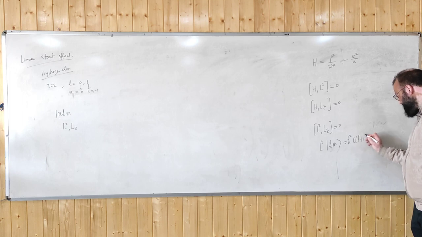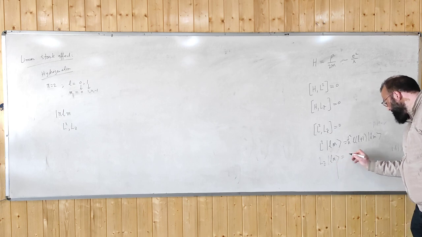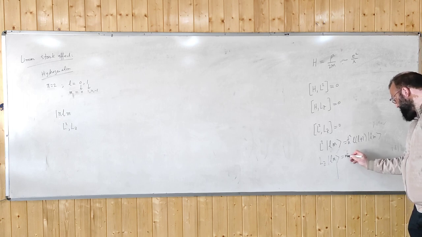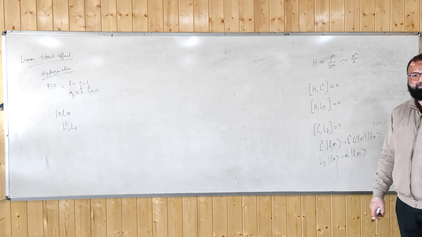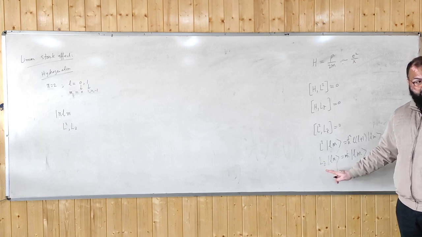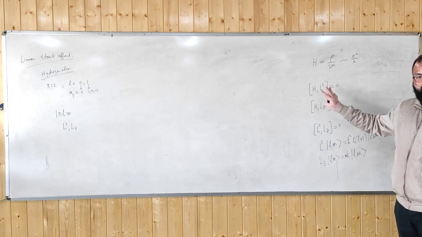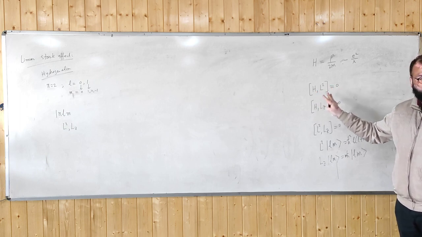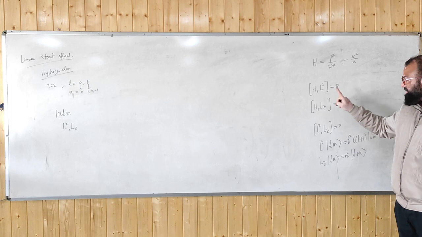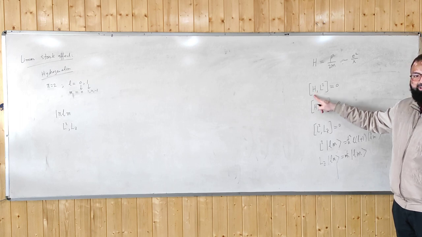L square acting on LM gives H cross squared L into L plus 1 times LM, and LZ acting on LM gives H cross M times LM. So you know the corresponding eigenvalues, and you know L square in terms of LZ. Since commutation means you can simultaneously measure the two operators, that implies you can diagonalize the two operators simultaneously. In other words, I can use the basis in which L square is diagonal to make this H diagonal.